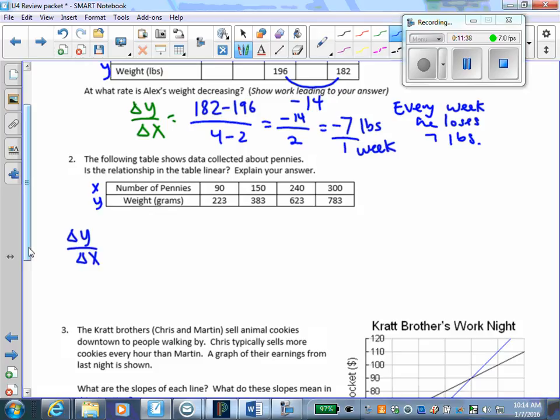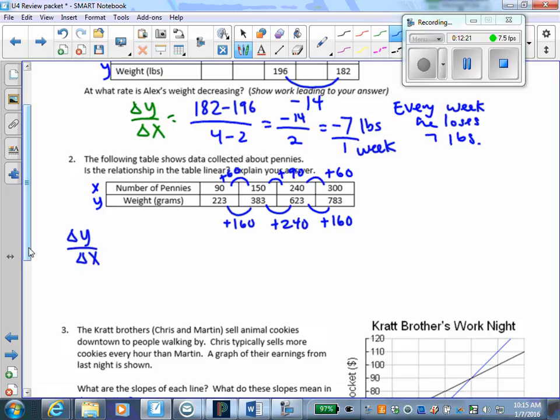So from 223 to 383, I'm going to use a calculator this time, even though I probably could do it mentally. So I do 383 minus 223. It's 160, so it's going up 160. Then from 383 to 623, so 623 minus 383, that's going up 240. And then from 623 to, sorry, 783. So 783 minus 623 is 160 again. Okay, those are all my change in y's. My change in x's, it's going up 60 here, it's going up 90 here, and it's going up 60 here.